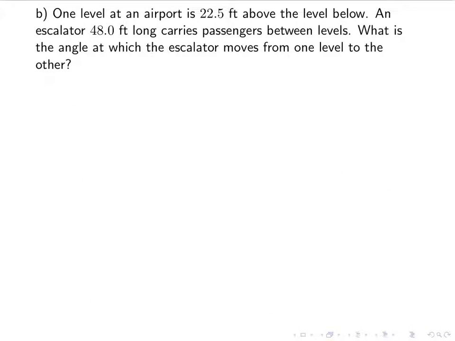One level of an airport is 22.5 feet above the level below. An escalator 48 feet long carries passengers between levels. What is the angle at which the escalator moves from one level to the other? Okay, so the first thing we're going to do is draw it out. We have a level of an airport. We have an escalator, and it's moving up to the other level above it. So we know that the airport levels are 22.5 feet apart. So this is 22.5. The escalator is 48 feet long.